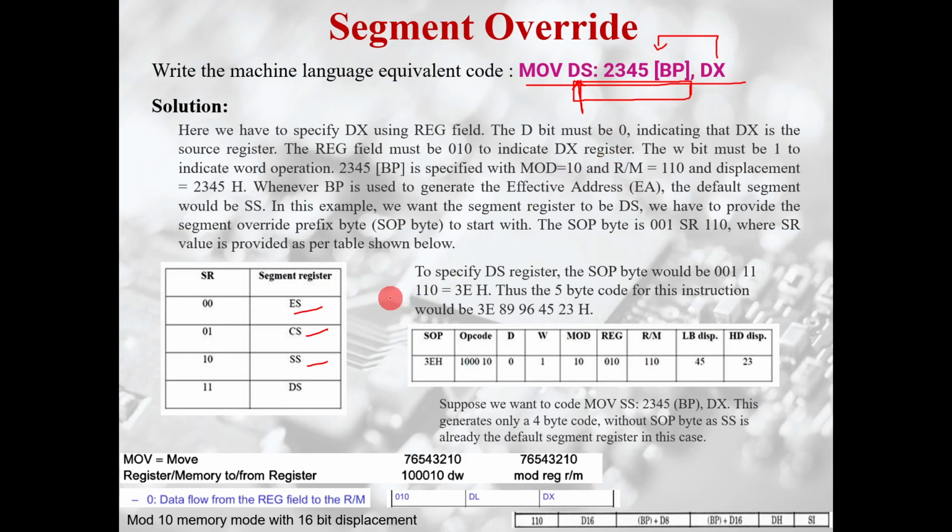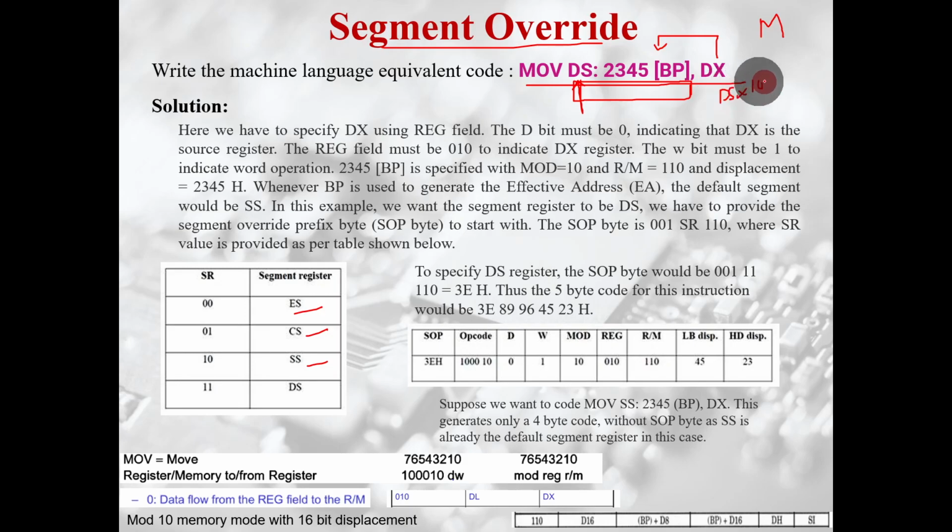So that is what will be done. So how to write the machine code for that? Whenever a segment override is to be given, finally what happens is that the contents of the DX register will be put into some memory location. And what would be the address of that memory location?